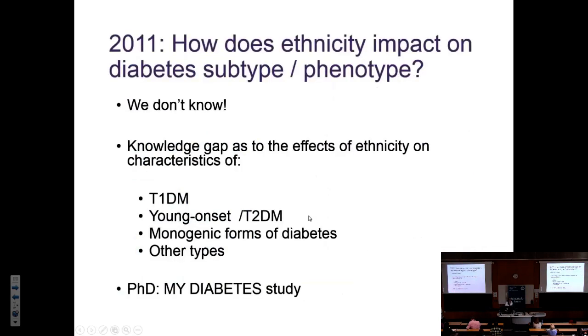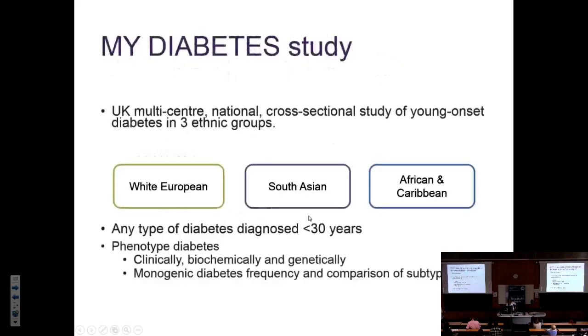Now, back in 2011, before I started my PhD, I was in the clinic and I asked the question, how does ethnicity impact on diabetes subtype and phenotype? I did a literature search at that point, and the answer was we don't know. We simply don't know. There is a huge knowledge gap as to the effects of ethnicity on the characteristics of all the types of diabetes that I mentioned. And this is what really led us to set up the My Diabetes study, which I'll talk about now briefly.